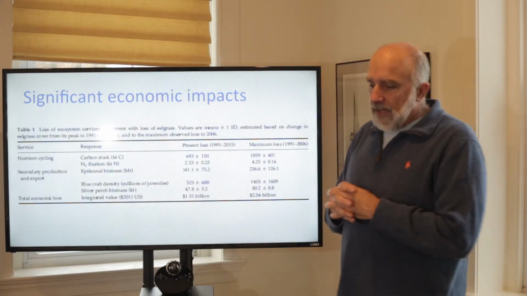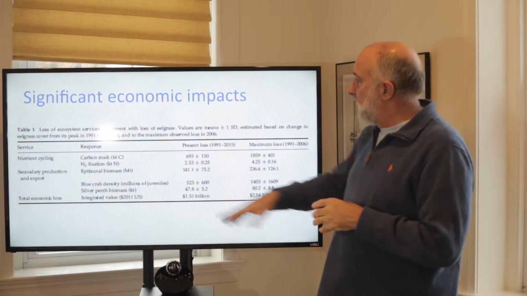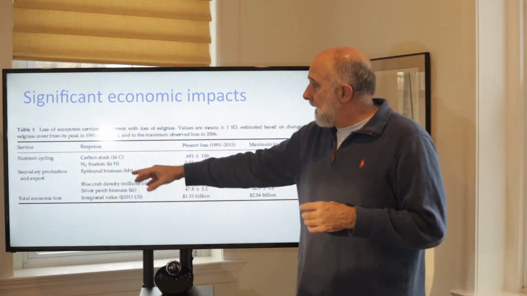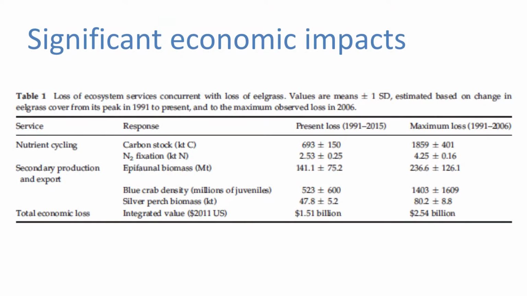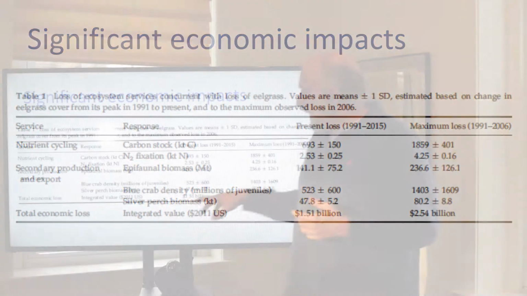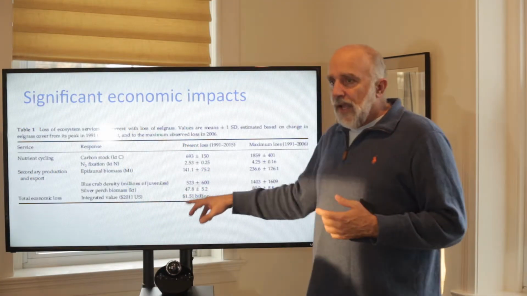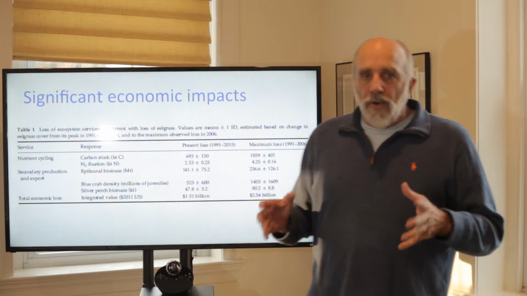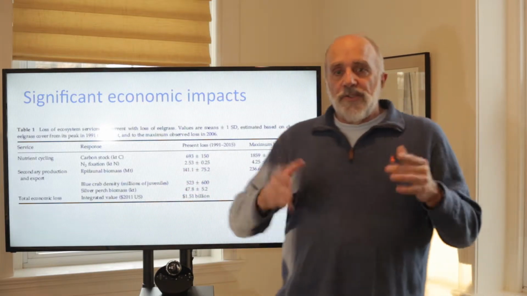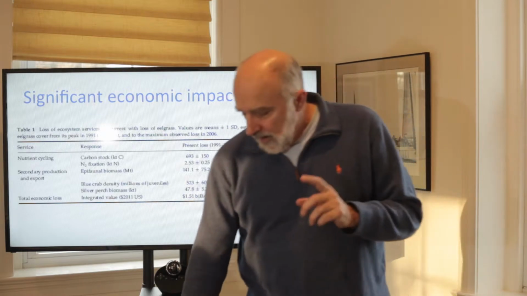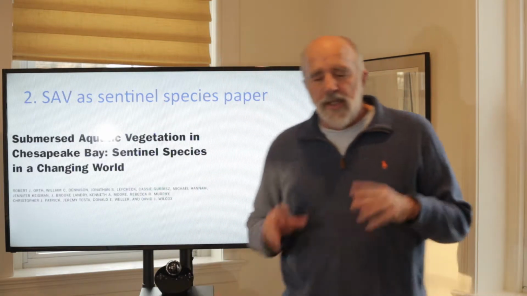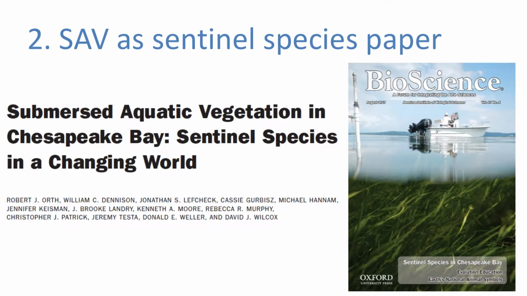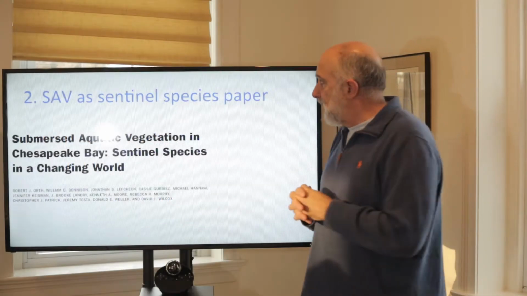We did some back of the envelope calculations associated with ecosystem impacts. These are literature values about just a few of the ecosystem services these plants provide: nutrient cycling and secondary production. And with the loss rates, we came up with economic numbers on the order of $1.5 billion to $2.5 billion, depending on the time period that you integrate over. So the number's a little rubbery, but the significance is unmistakable. The decline of these plants has significant economic as well as ecological impacts. The next paper was a BioScience paper that came out in the summer of this year.